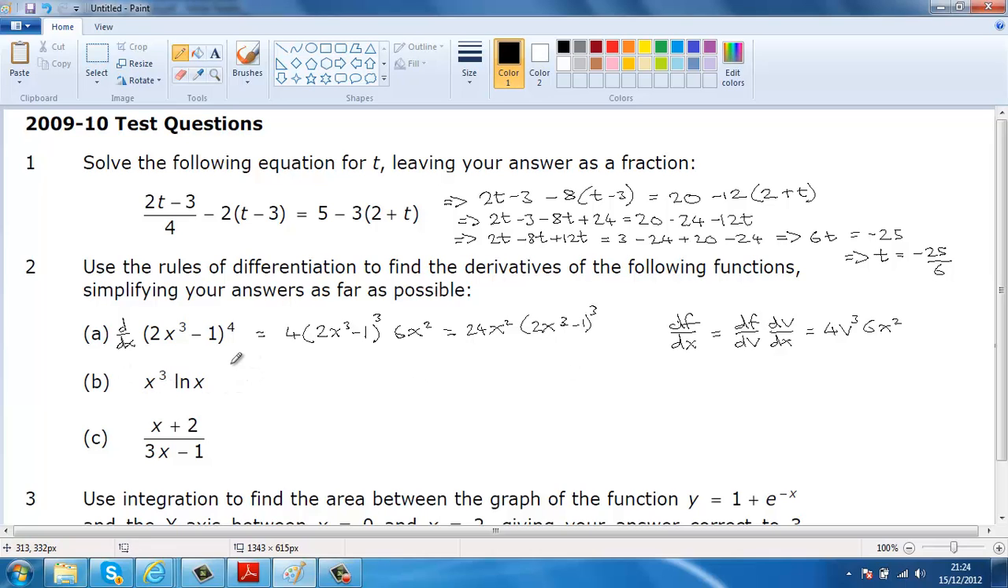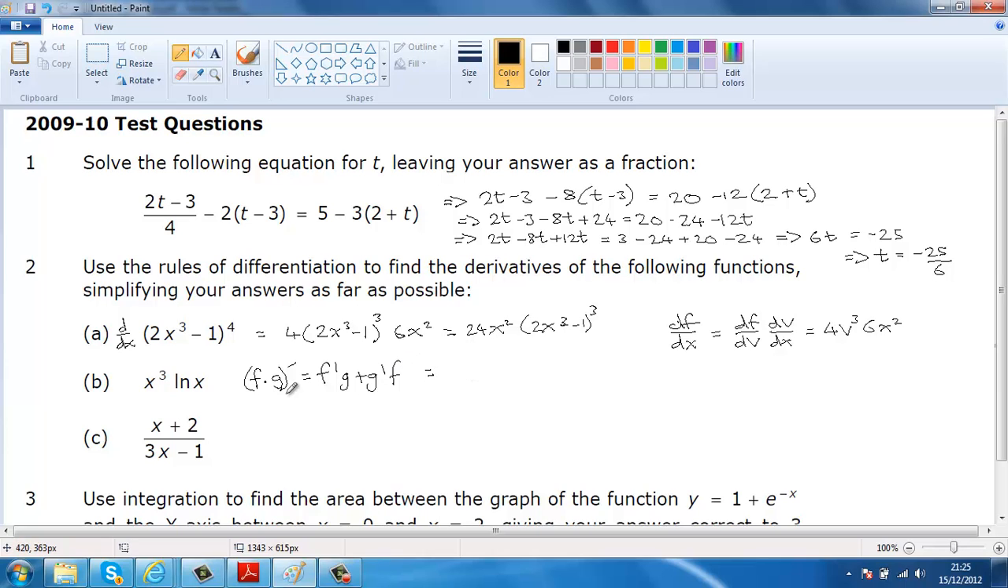Part B, we need to use the product rule because we've got, well, in part A we're using the chain rule because we had a function, a power of a function of x, or a function of a function. Part B, we've got a function times another function, so we need to use the product rule. It says if we've got f times g and we want the derivative of that, which we can either show with a dash or d by dx, the derivative is given by f dash g plus g dash f.